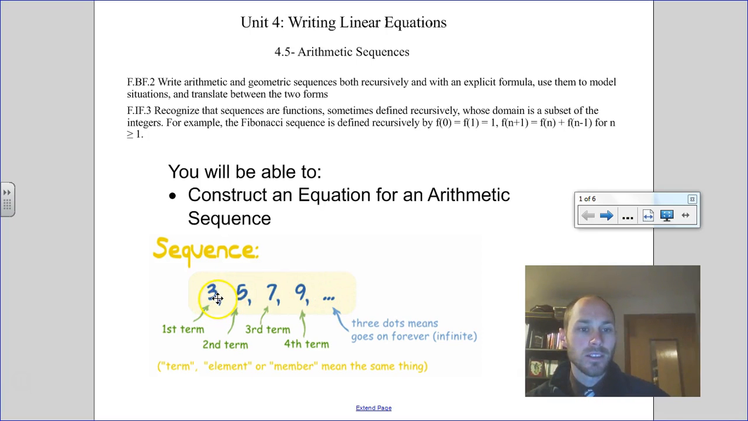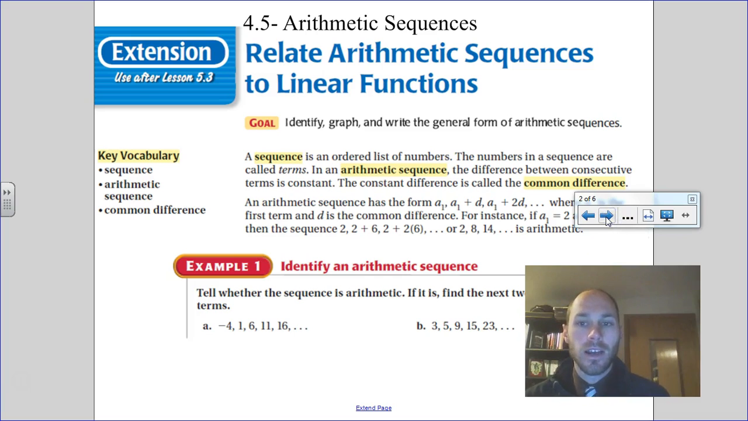You see these terms in the sequence increase by 2 every time. So if the pattern continues, the numbers would just increase by 2 every time, which we'll see is similar to a linear pattern. So let's take a look at how this works.